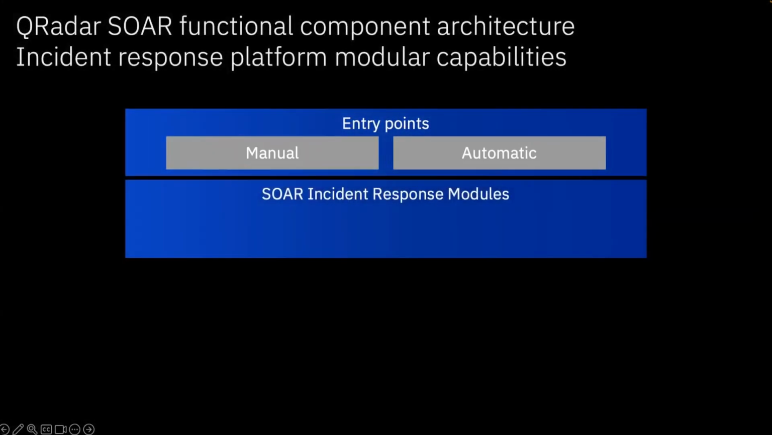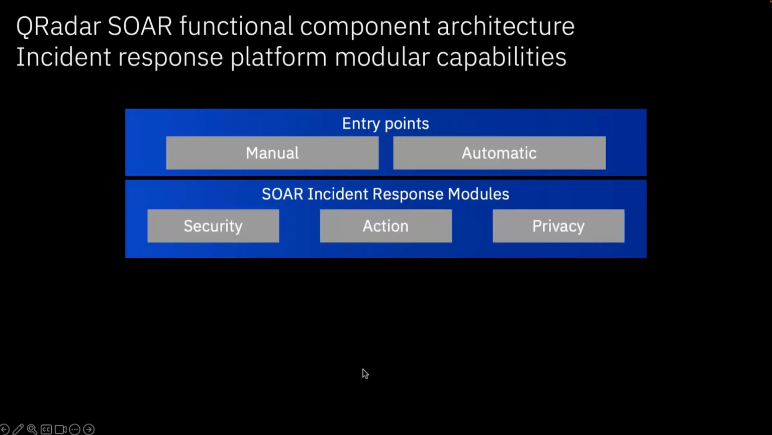QRadar SOAR is designed around 3 major incident response modules: security, action, and privacy. These are the 3 modules around which QRadar SOAR has been designed.